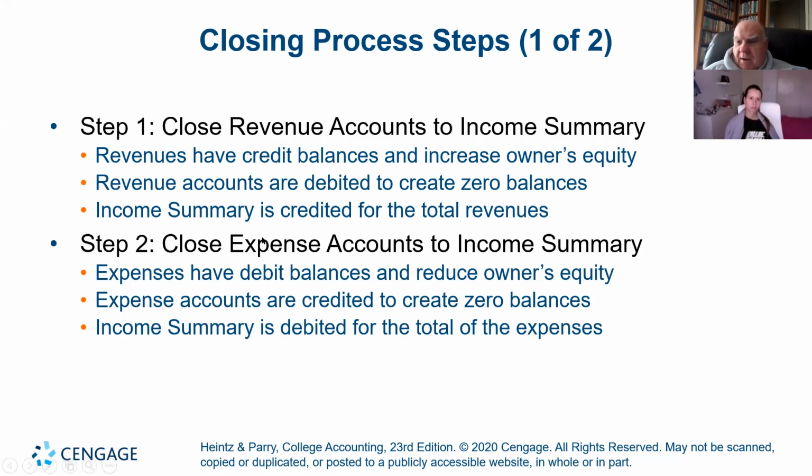You do the same opposite effect with expenses. Expenses have a debit balance. Therefore, we are going to credit each and every expense. If you're working with a company that has 100 expenses, you must credit every single one of them. And then at that point, we will debit income summary. Okay. So let me take this a little bit further.